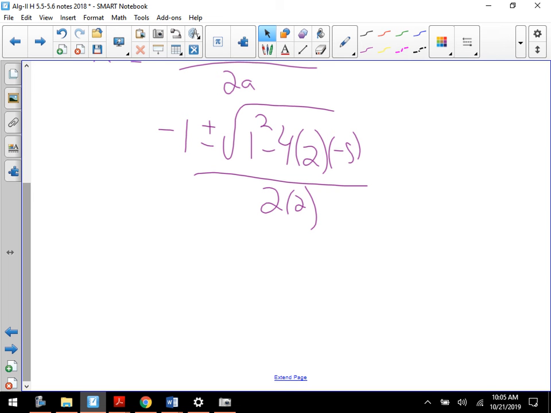What was b? Okay. So in this case here, notice how I wrote everything out before I do any math. Always do that. Makes your life easier. What's 1 squared? 1.